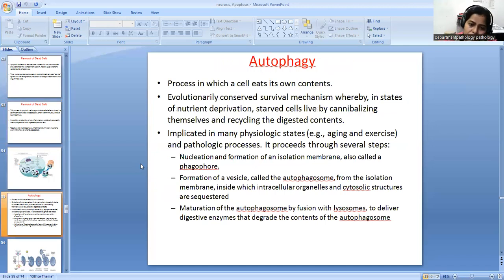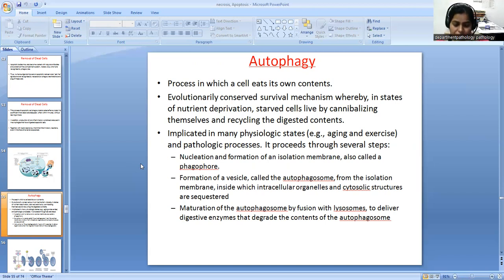We talk about autophagy. Autophagy is a process in which a cell eats its own contents. It is an evolutionarily conserved survival mechanism whereby, in states of nutrient deprivation, starved cells live by cannibalizing themselves and recycling the digested contents. Implicated in many physiological states, for example aging and exercise, and pathological processes.